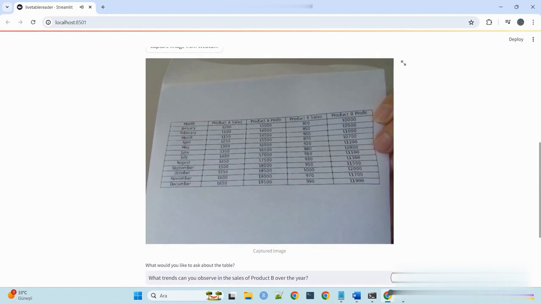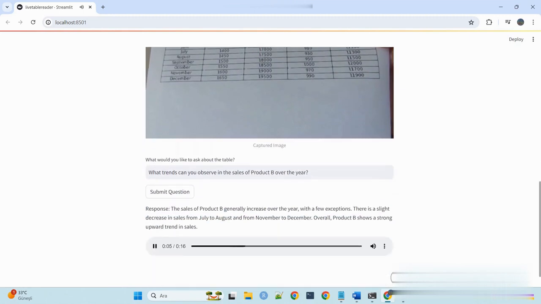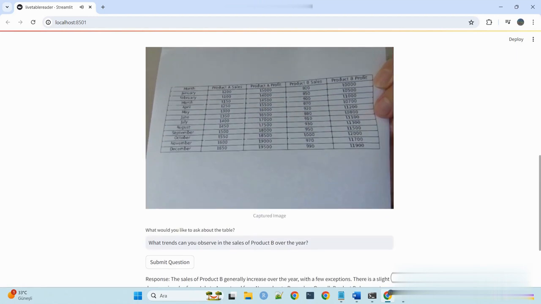The sales of product B generally increase over the year, with a few exceptions. There is a slight decrease in sales from July to August and from November to December. Overall, product B shows a strong upward trend in sales.